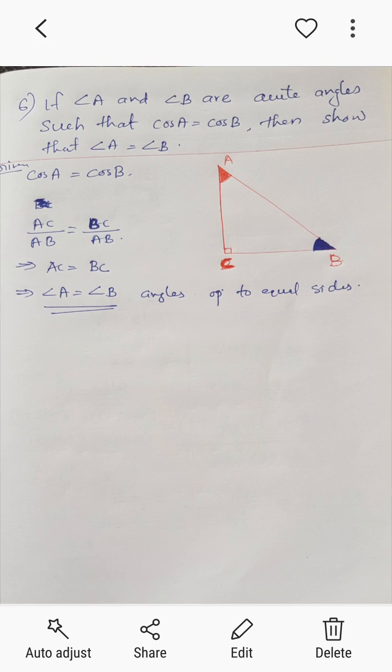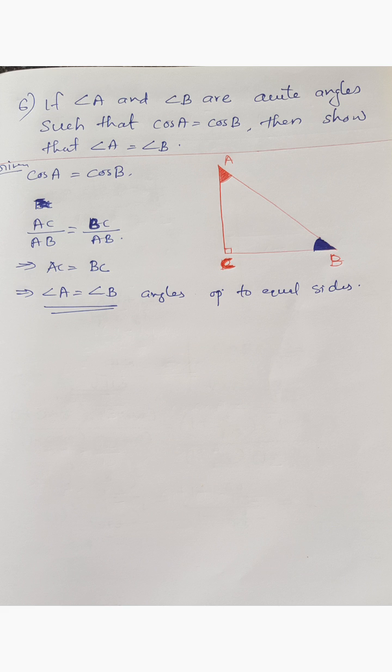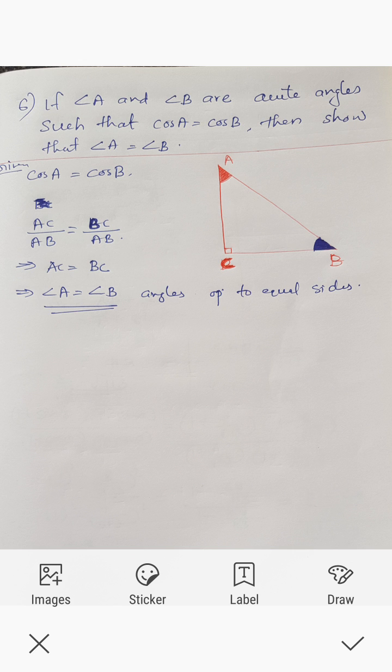Next one, question number 6. Is also an easier one. If angle A and angle B are acute angles such that cos A equal to cos B, then show that angle A equal to angle B. What's given? Angle A and angle B are acute angles such that cos A equal to cos B.